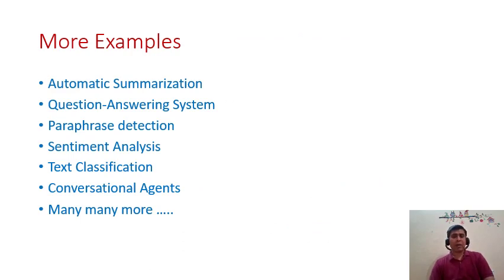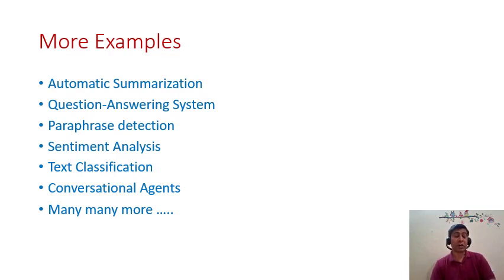Again, there will be many more examples. Like if you have a lot of papers, a lot of news articles, you want to summarize those news. There are automatic question answering systems, paraphrase detection, sentiment analysis. There are a lot of reviews there, whether there are positive sentiments or negative sentiments or neutral, or people are showing anger. This kind of analysis is already being done on different types of text.